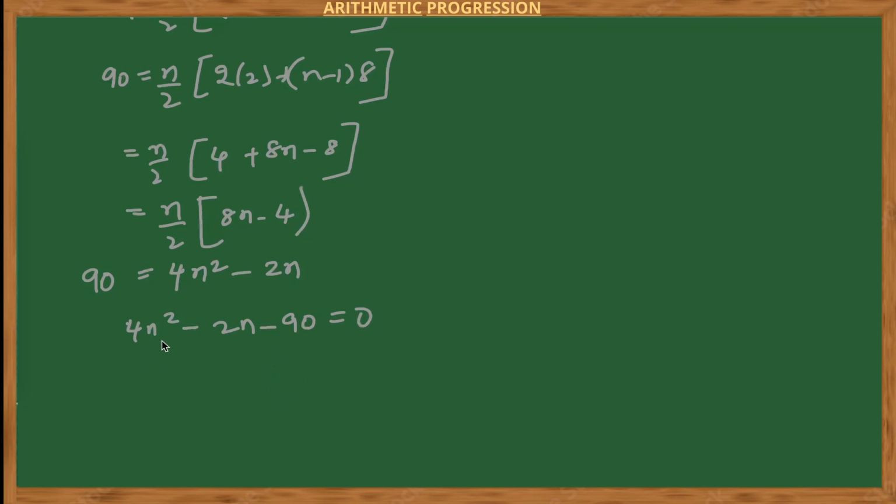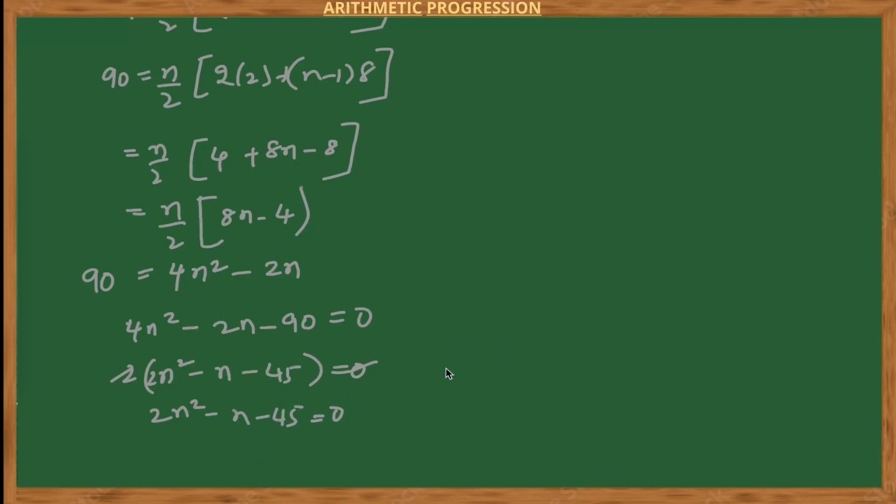Okay, so this has formed the quadratic equation. From this we can simplify further. We can take common, 2 is common here, so we can take 2 common. Dividing by 2, it becomes 2n squared minus n minus 45 is equal to 0.